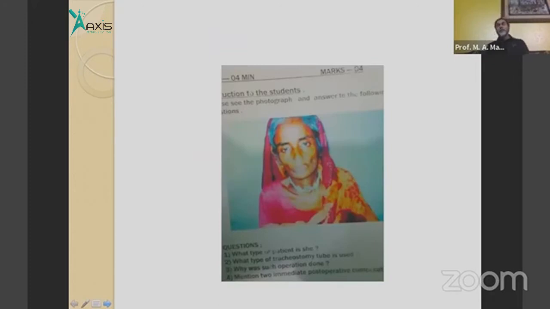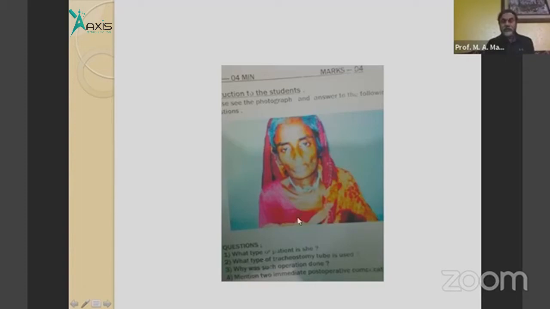Now, we can give the patient with tracheostomy. Same way. So, what type of patient is it? This is a patient who had tracheostomy done, and the tracheostomy tube is in situ. So this is a tracheostomized patient, or you can say this is a patient who had the tracheostomy procedure done, and the patient has a tracheostomy tube in situ.